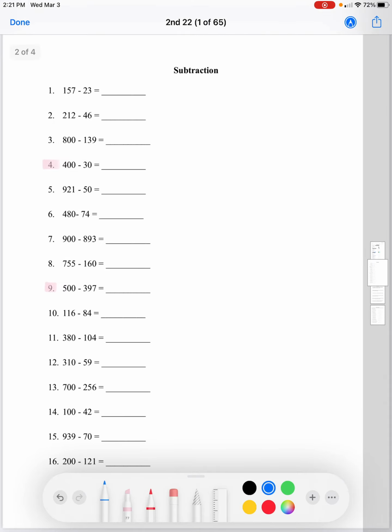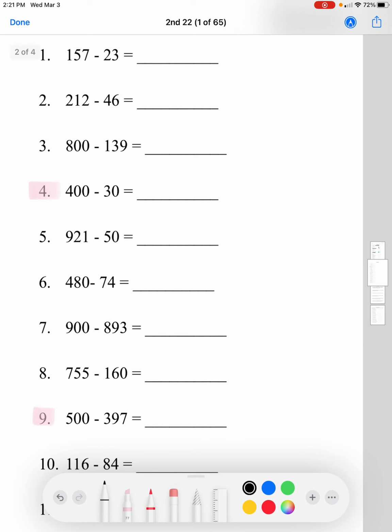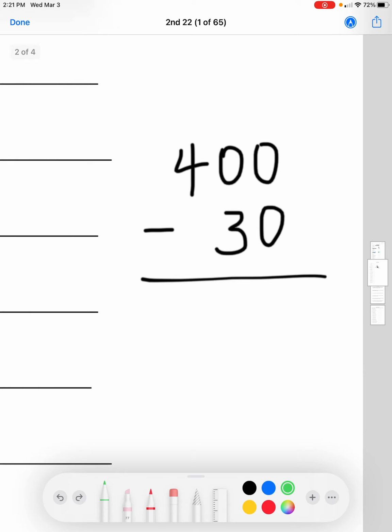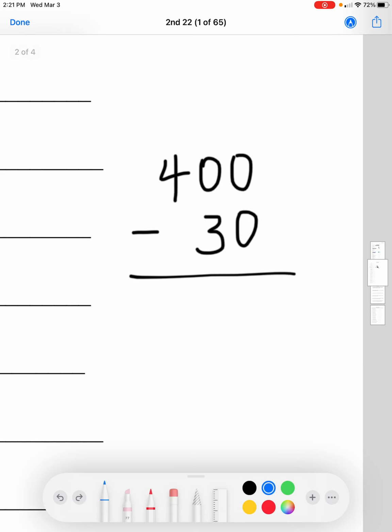Now let's go over subtraction. Let's first go over our first example, number 4. We have 400 minus 30, so let's rewrite that right here. Make sure to line up your ones place right here, tens place, and then hundreds place. So let's start with our ones place. We have 0 minus 0, and we know that's just 0.